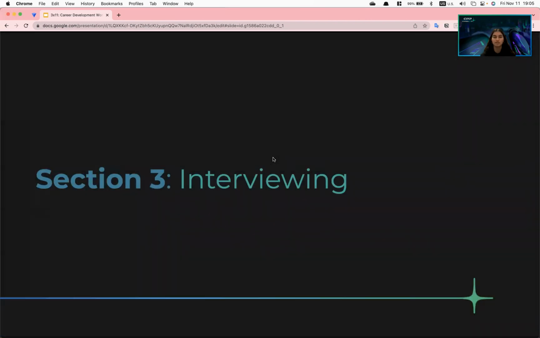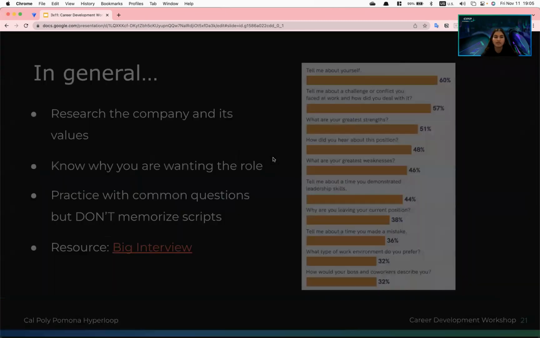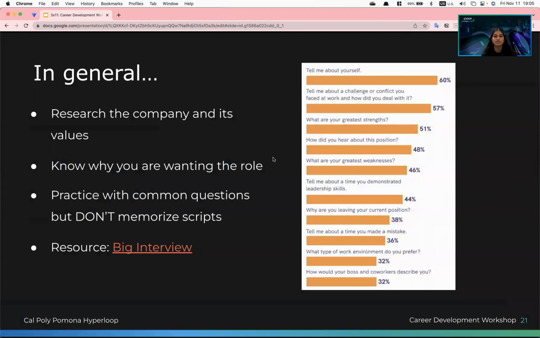Onto the interviewing section. This will probably be the longest one, since we'll have a little bit of an activity going back and forth with the audience on how they would answer things. The first one, in general, is to research the company and its values before the interview. You've submitted your resume and application, and you got a call back for an interview. Now we want to really dive deep and research into it.